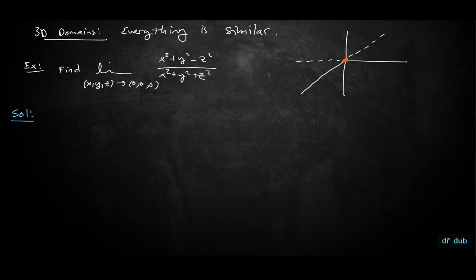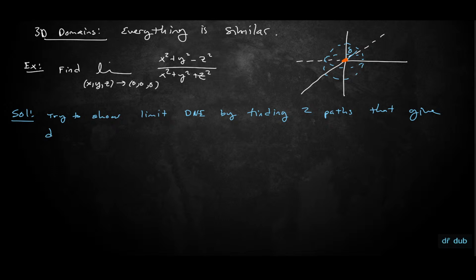So solution, basically we're going to have a ball of radius delta around our point. So every direction needs to give the same limit. So what we're going to do first is try to show the limit does not exist by finding 2 paths that give different limits.